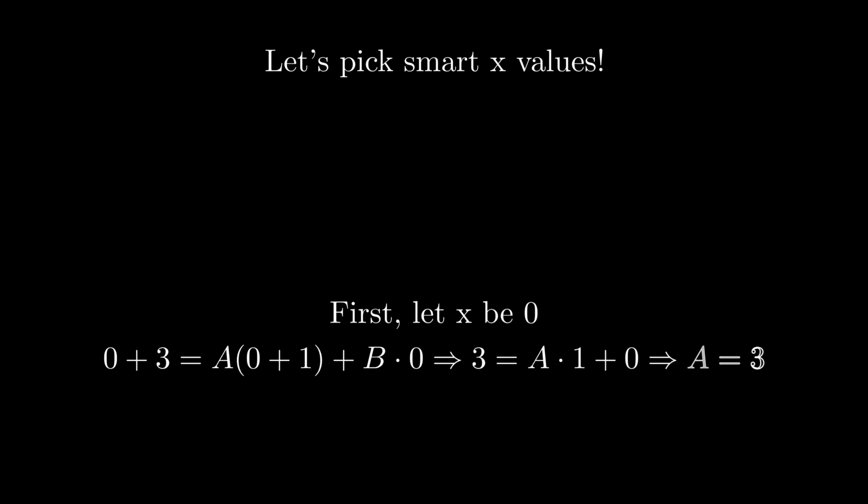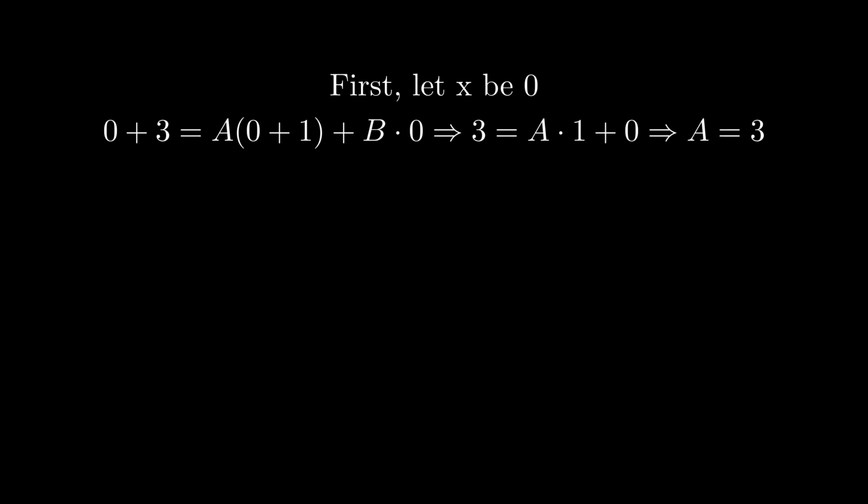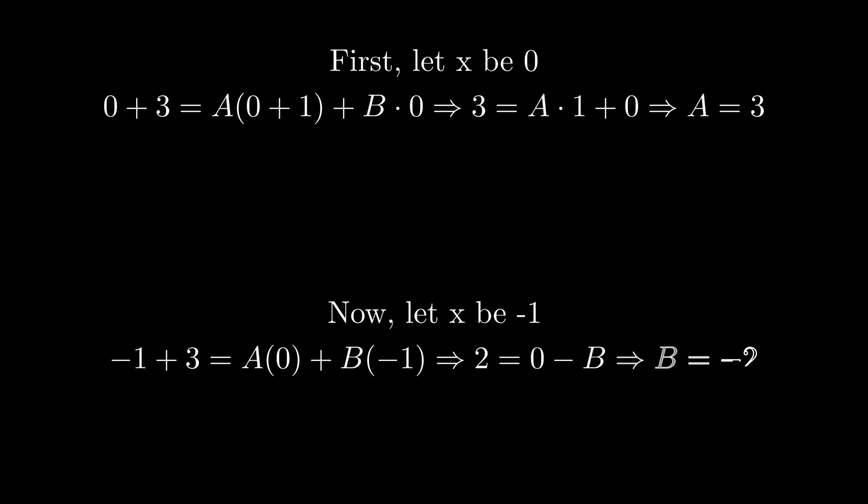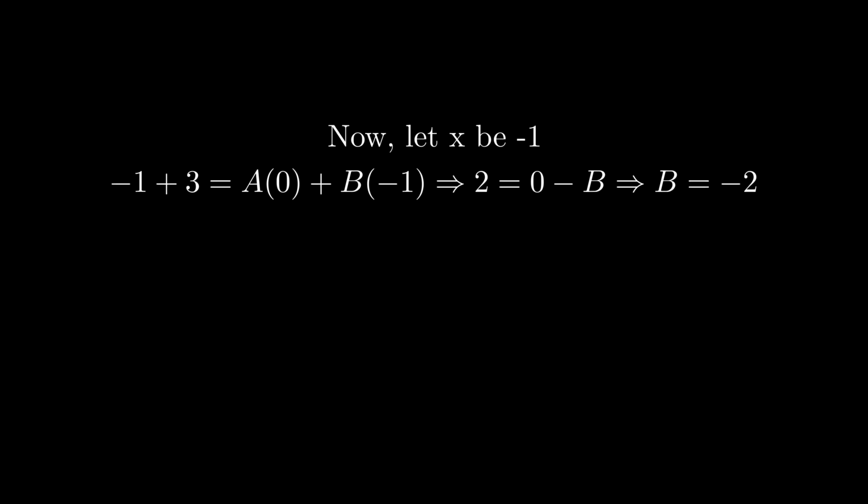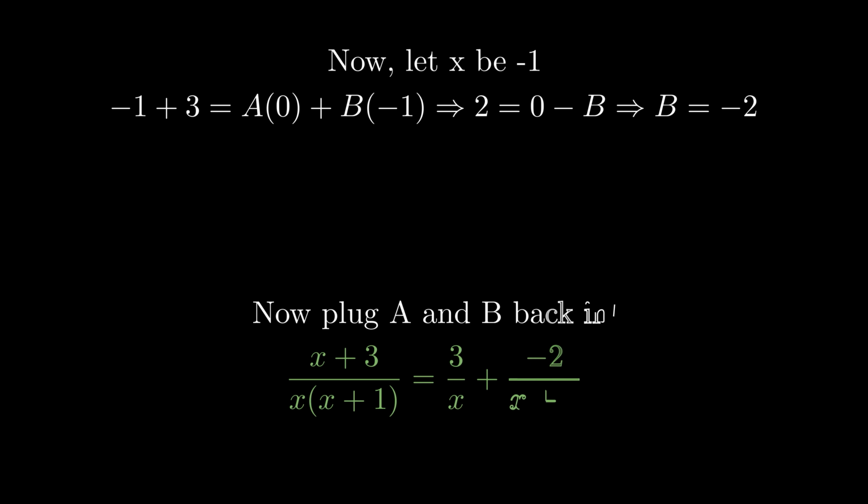First, let x be 0. That makes b go away, and we can solve for a. Now, let x be -1. That makes a go away, and we can solve for b. Now we plug in the values of a and b to get the final answer.